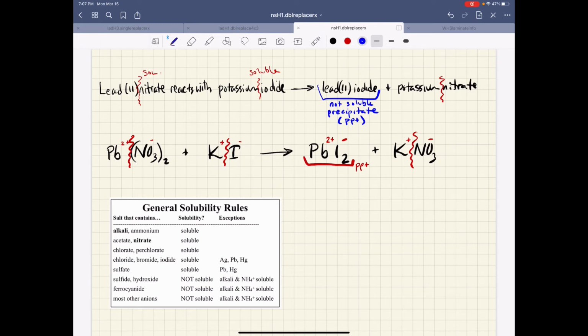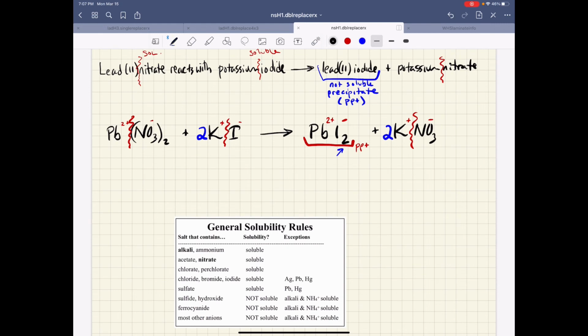So I'll come in with the blue pen, and we see 2 iodides and only 1 on this side, so we'll need to put a 2 in front. And then that, of course, means we'll need 2 potassiums, which also gives us 2 nitrates, and that's good because we've got 2 nitrates on the reactants side.